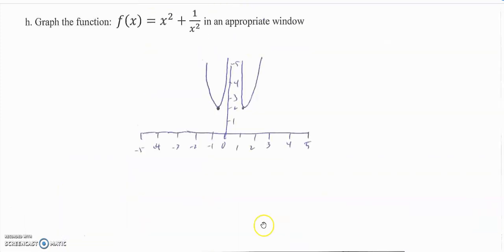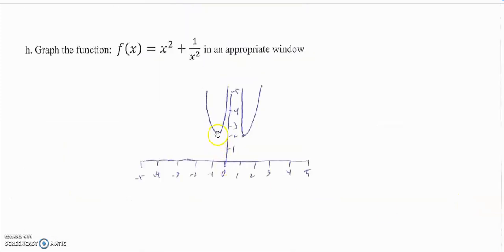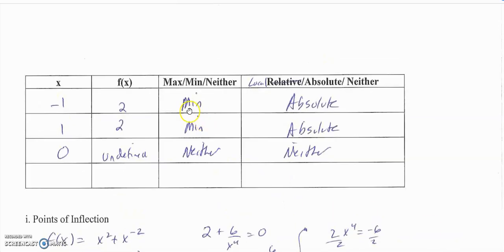If we graph the original from negative 5 to 5, and from 0 to 5, this would be our graph. Notice the 2 points that we have, negative 1, 2, and 1, 2, are both minimums. They're both the lowest. So we have both of them being absolute minimums.